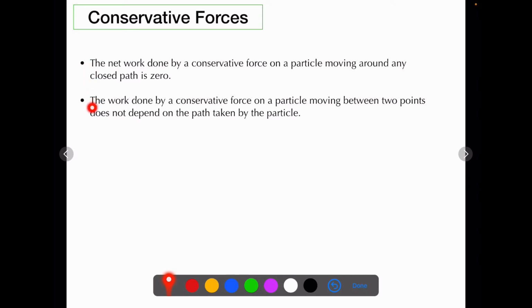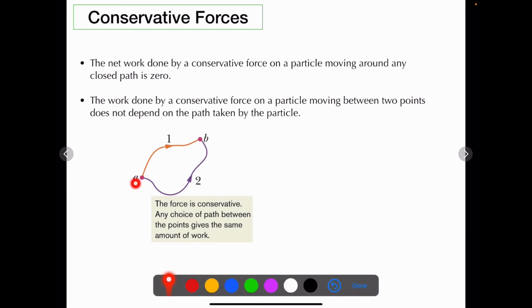First, the work done by a conservative force on a particle moving between 2 points does not depend on the path taken, meaning it is independent of the path. And second, the net work done by a conservative force on a particle moving around a closed path is 0. Like there are 2 points, point A and point B, and there are 2 paths which lead an object from point A to point B. There is path number 1 and path number 2.